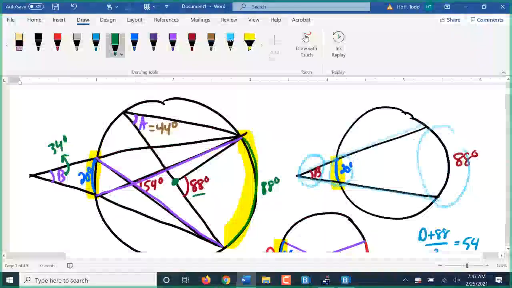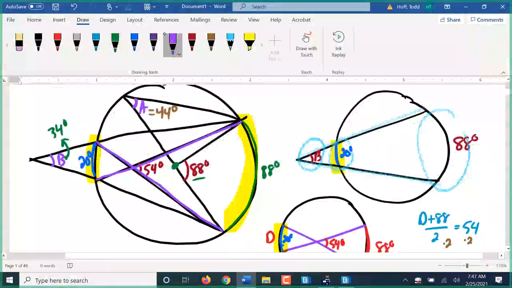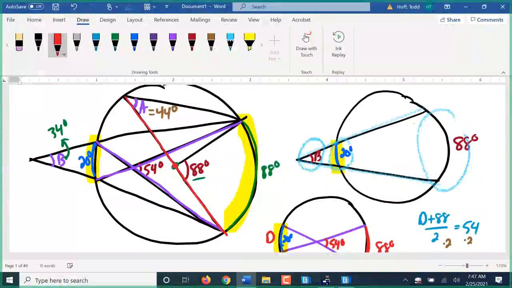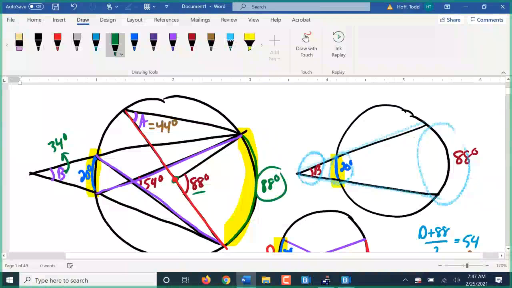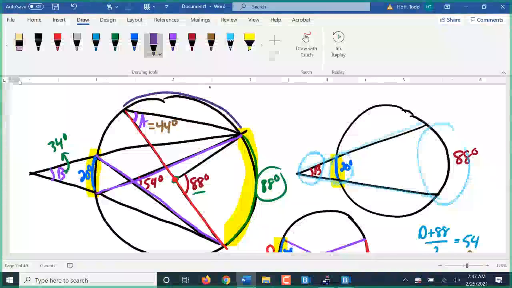Are there other things that we could find out about this circle? Well, there sure are. We know that this is a diameter of the circle because it's a chord that goes through the center. So we know it cuts the circle in half. So if this arc is 88 degrees, this arc up here has to be 92 degrees. Those two arcs, if they make half a circle, have to add up to 180 degrees.